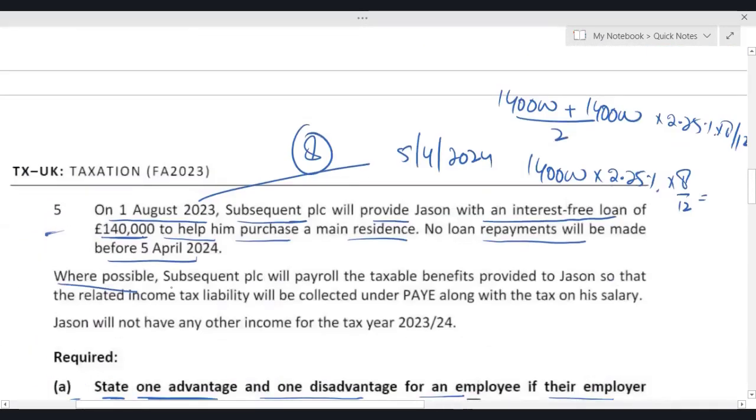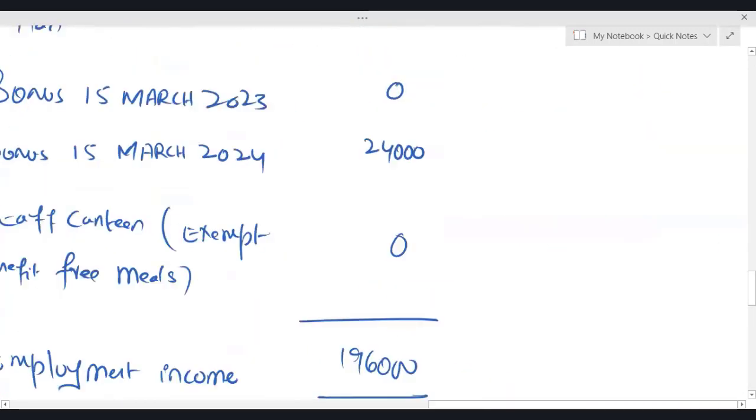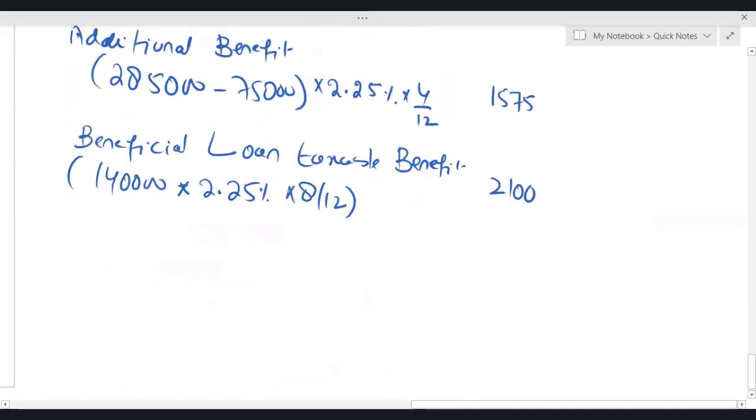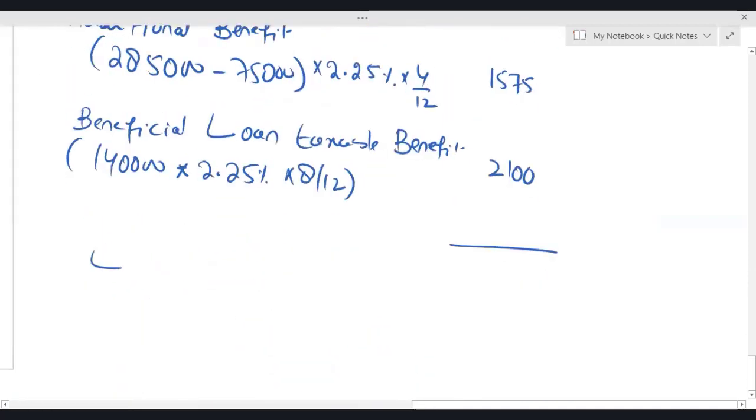Okay. Where possible, subsequent PLC will payroll the taxable benefit provided to Jason. So the related income tax liability will be collected under pay along with the tax on his salary. Jason will not have any other taxable income. Okay. Please, I need the total of employment income if Jason works for subsequent PLC. What is the total?